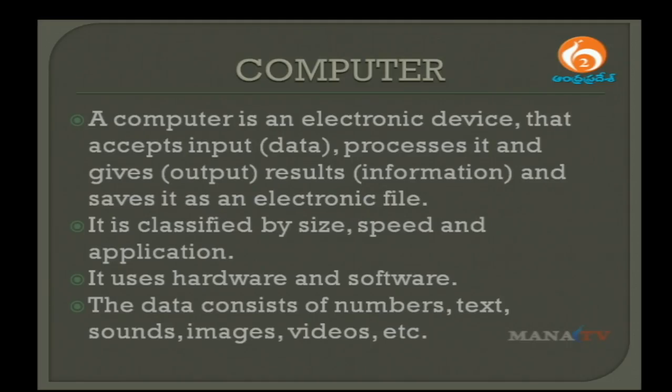The second type of data we are talking about was text. The third kind of data we are talking about is audio, that is sounds. The fourth type of data we are talking about was images. And now I have an amazing thing for you, that is videos.